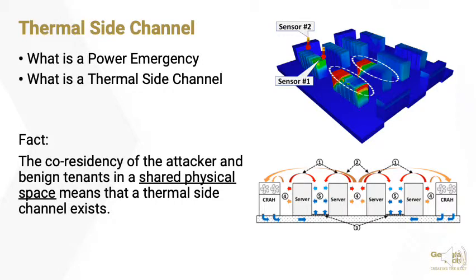Now let's talk about the thermal side channel. Before I get to what a thermal side channel is, I think we should talk about what a power emergency is. Now, a power emergency is when the designed power capacity of a data center is overloaded. Now, many things can cause this, but in this case, we're looking at multiple tenants peaking at the same time.